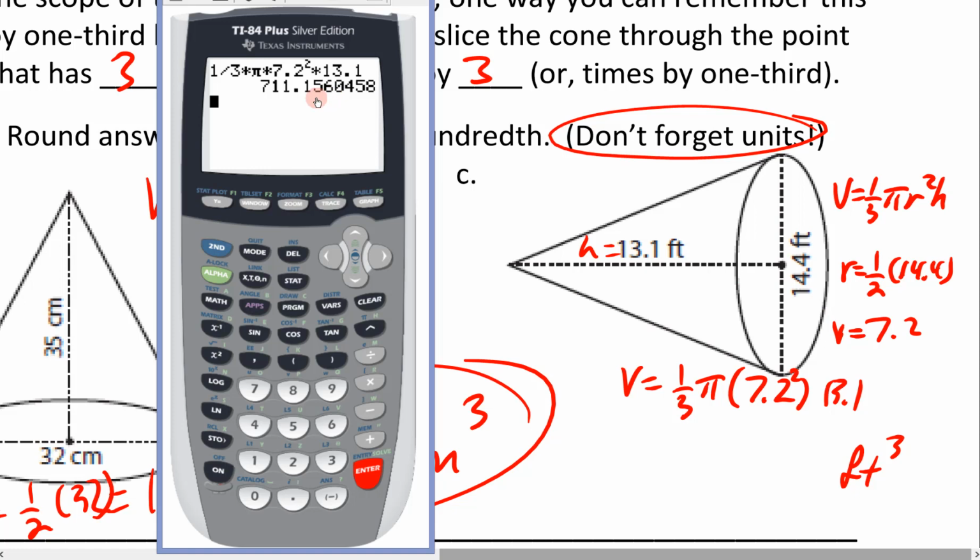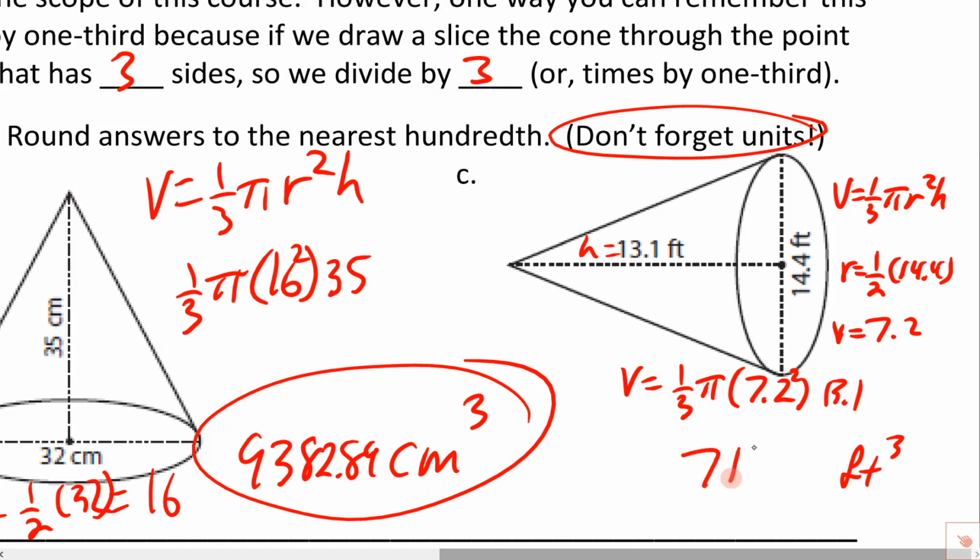That 6 is enough to bump that up, so we get 711.16. And again, notice that we've already got the units on here, so 711.16. We're going to circle that, and we've got our answer correct.